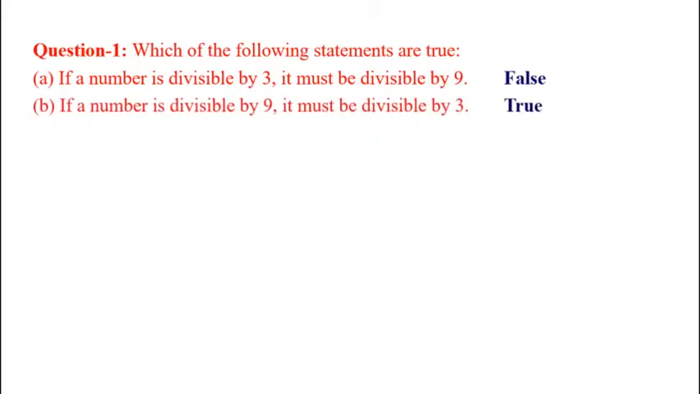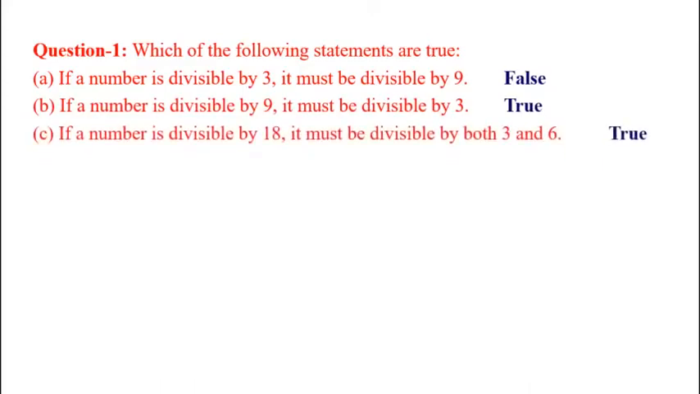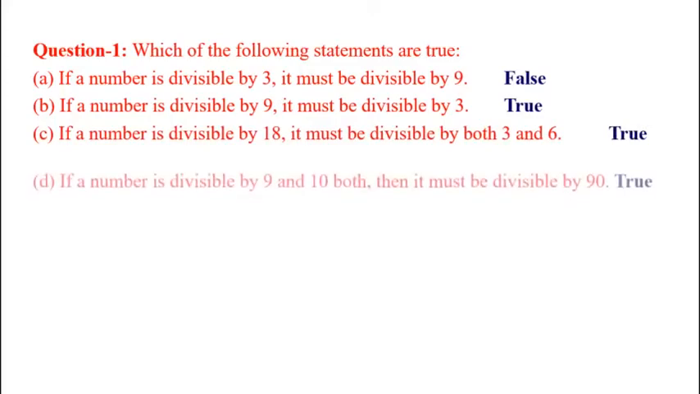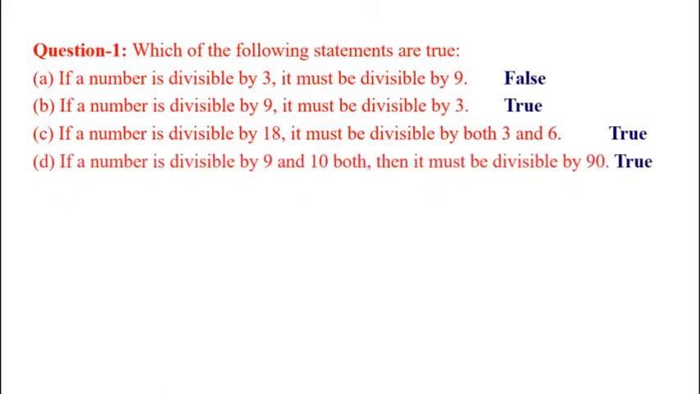Then, if a number is divisible by 9, it must be divisible by 3. It is true. Then, if a number is divisible by 18, it must be divisible by both 3 and 6. This is also true. Then, if a number is divisible by 9 and 10 both, then it must be divisible by 90. Yes, this is true.